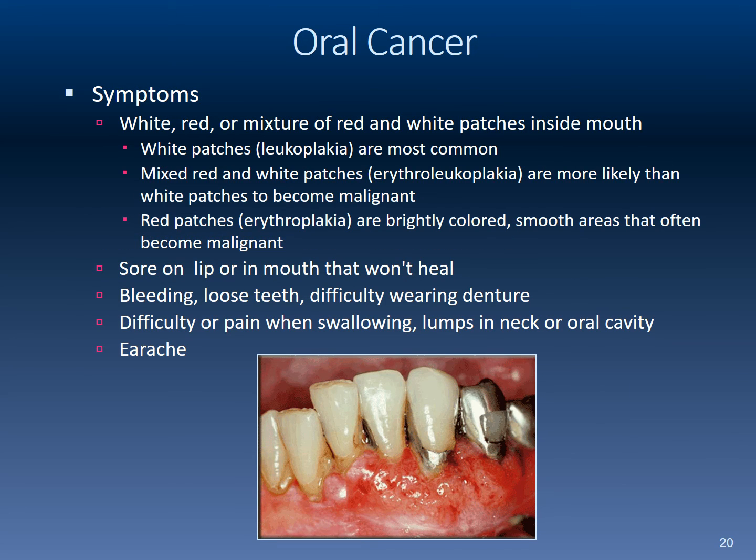Symptoms involve white, red, or a mixture of red and white patches inside the mouth. White patches, also known as leukoplakia, are most common. The mixture of red and white patches, erythroleukoplakia, are more likely than white patches to become malignant. And red patches, erythroplakia, are bright-colored, smooth areas that often do become malignant.